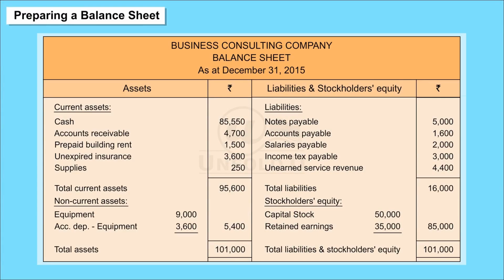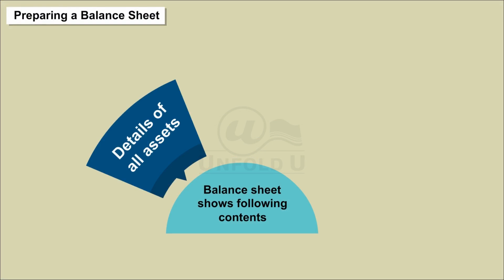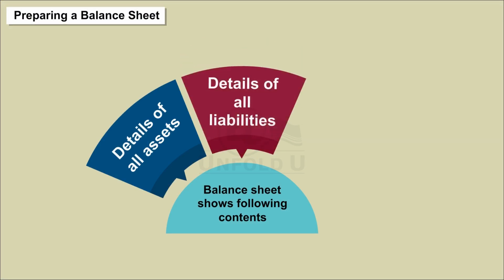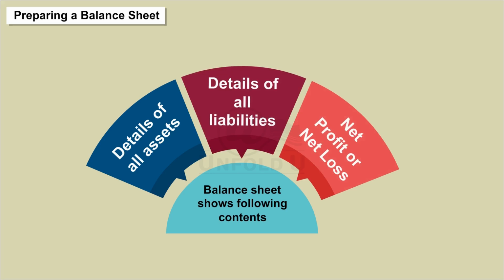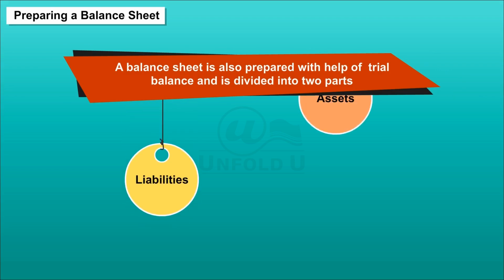Preparing a balance sheet. Balance sheet shows the following contents: details of all assets, details of all liabilities, net profit or net loss. A balance sheet is also prepared with the help of trial balance and is divided into two parts: liabilities, assets.